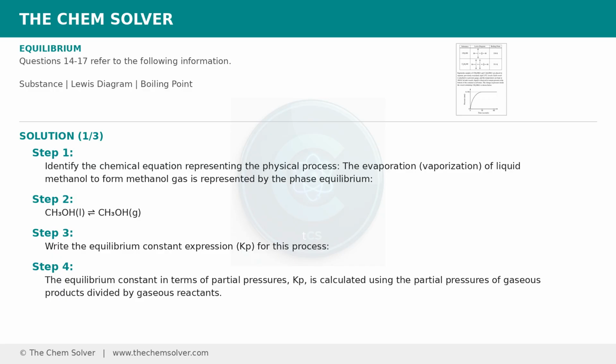Write the equilibrium constant expression, Kp, for this process. The equilibrium constant in terms of partial pressures, Kp, is calculated using the partial pressures of gaseous products divided by gaseous reactants.